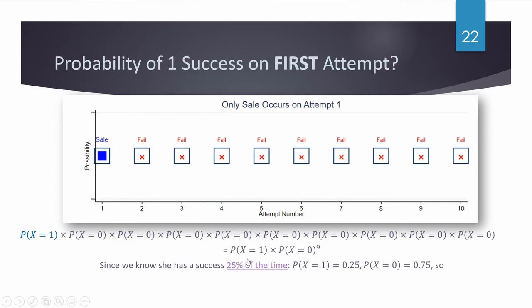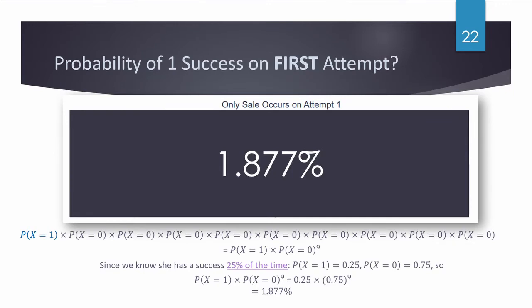Since we know the probability that she makes a sale and the probability she does not make a sale are 0.25 and 0.75 respectively, we can simply plug those numbers into our expression here. 25% times 0.75 to the 9th power, or 1.877%. There is a 1.877% chance that tomorrow she walks into the office and her first customer buys something and the next 9 do not. Okay? That's one thing we could observe. And there's a 1.877% chance that that occurs.